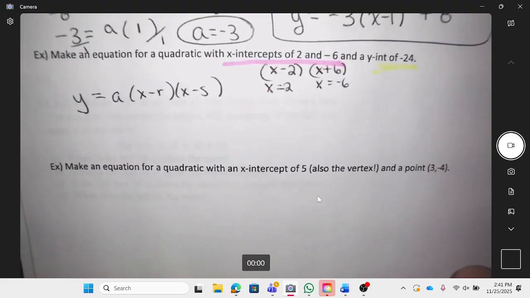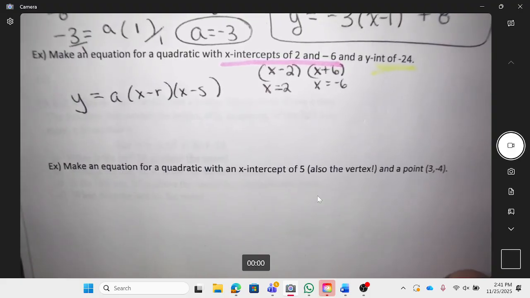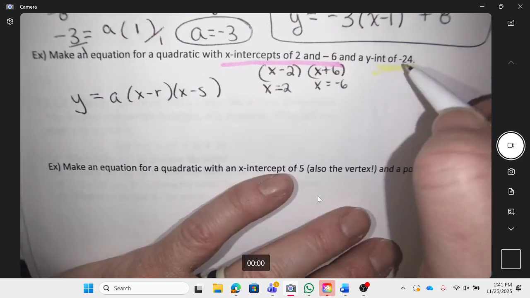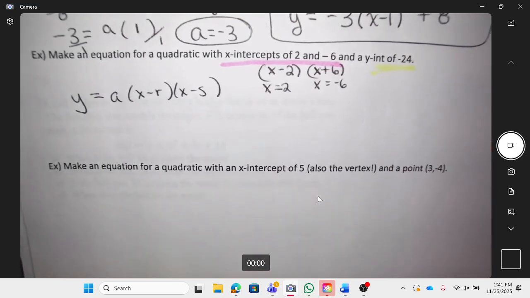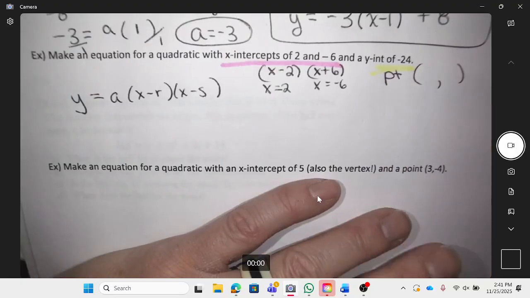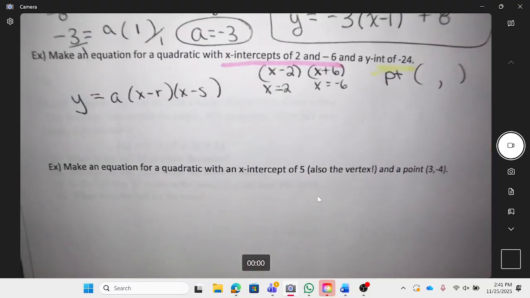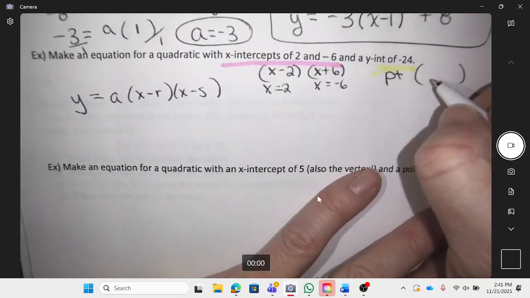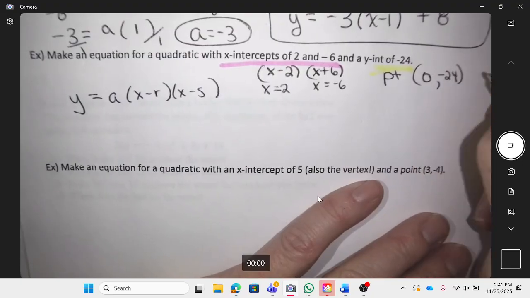Okay, so here we go. Y-intercept. What does a y-intercept tell me? What kind of info does it provide? A point. So every time I write a point, it should technically be something comma something. So (0, -24).